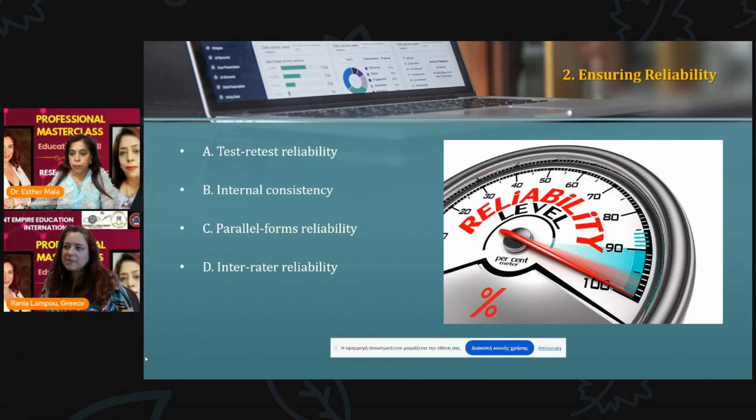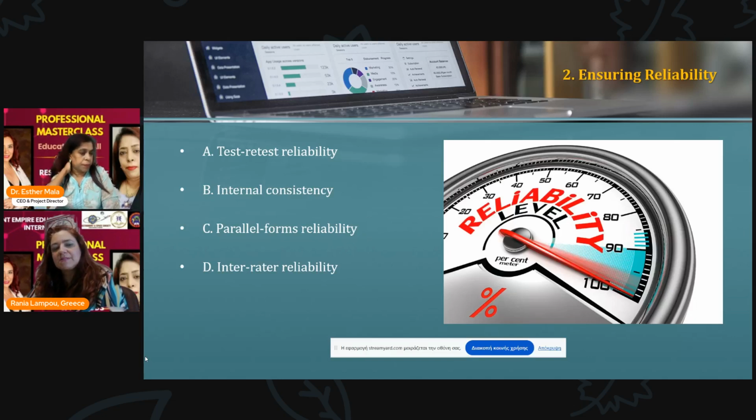We explain what validity is. We said that validity refers to how well a test measures what it is intended to measure. On the other hand, what is reliability, and how can we ensure reliability?